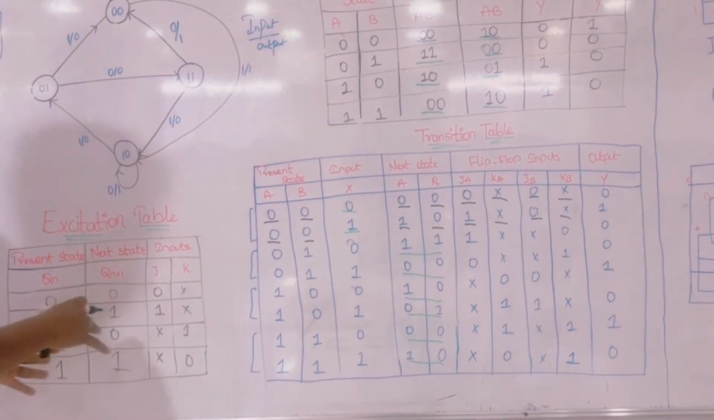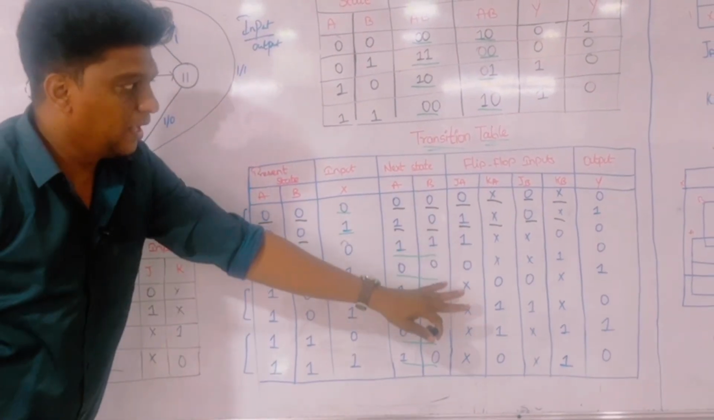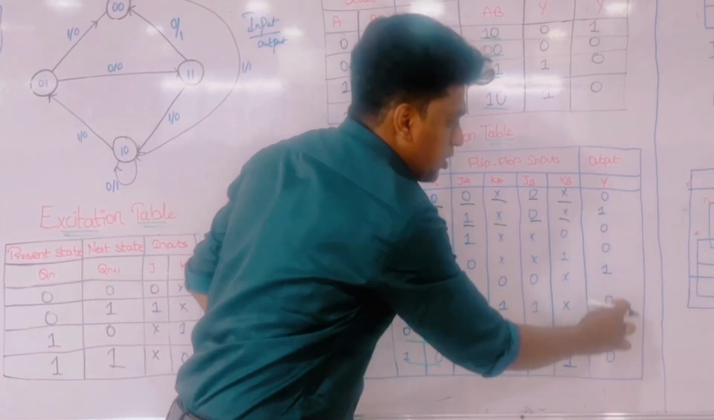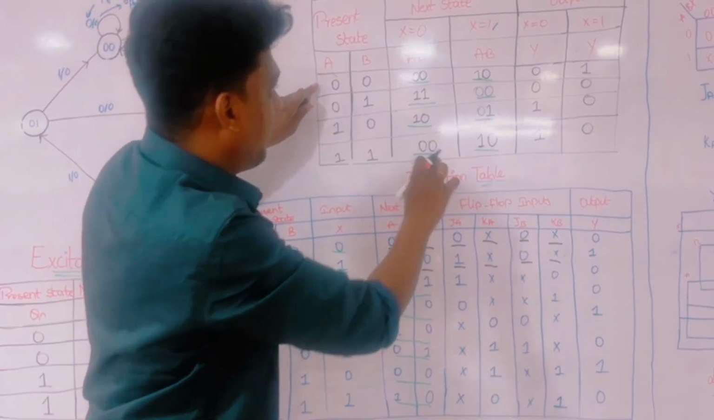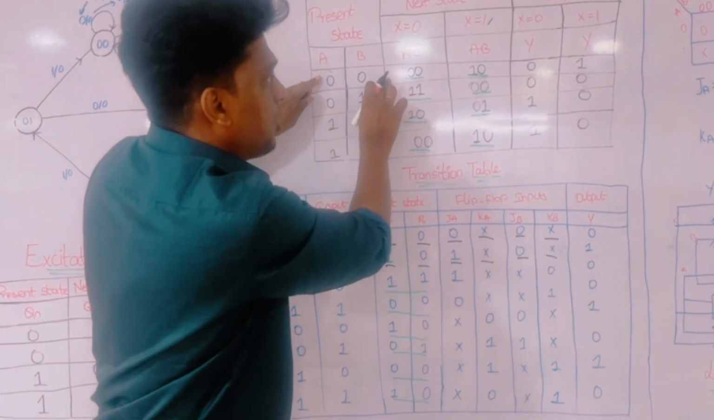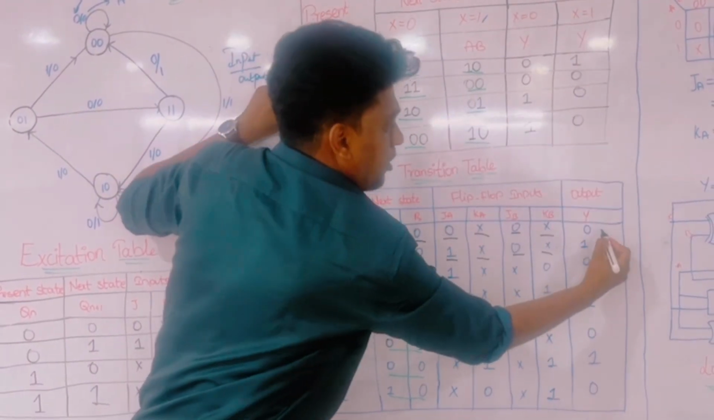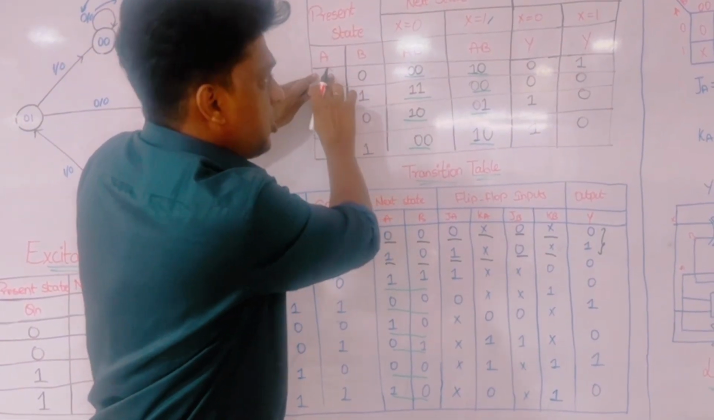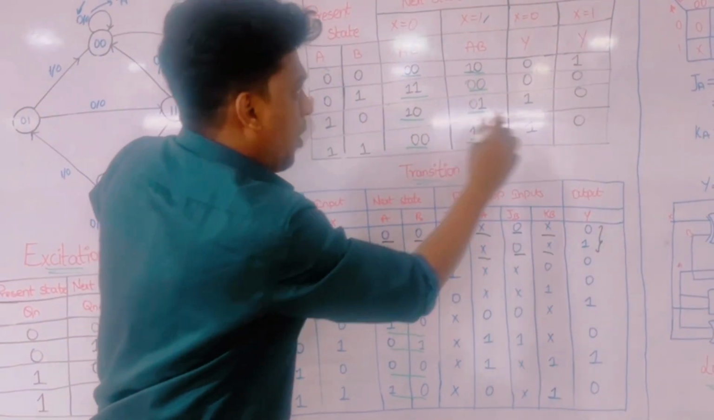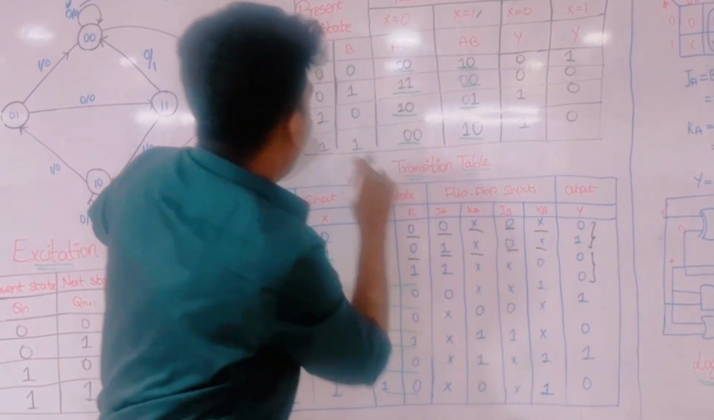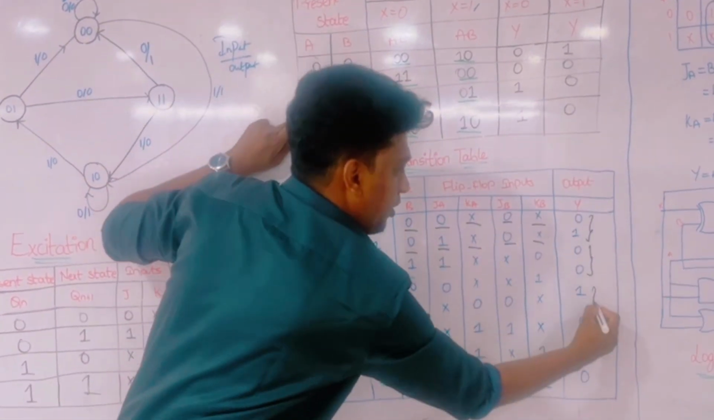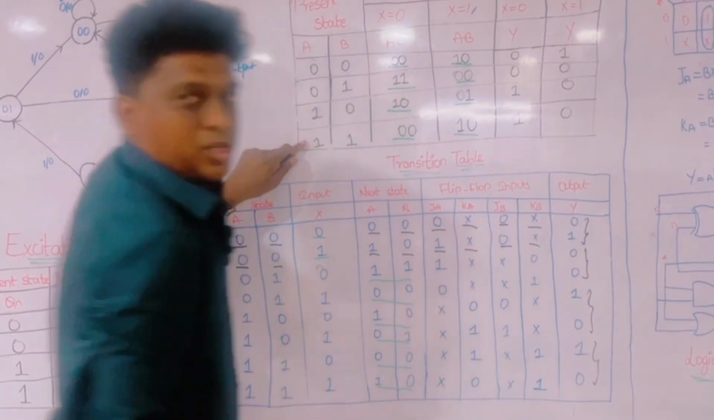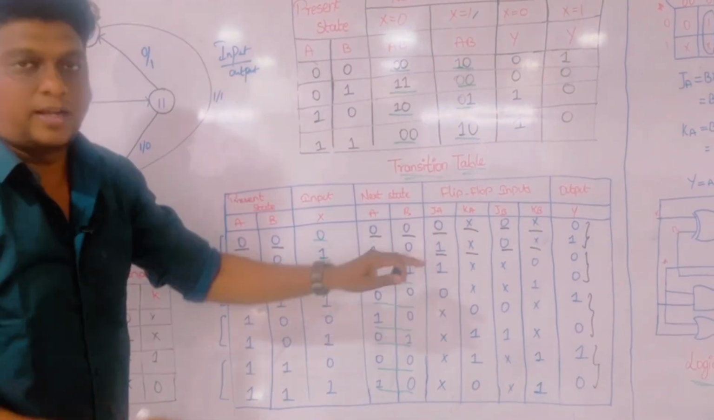Likewise, with the help of the excitation table, we have to fill the flip-flop inputs. For that, the corresponding output also has to be written, from this case. Whenever it is 00, the output is 1. For 01, it is 0, for 10 it is 1, and for 11 it is 1. So from this we can obtain the transition table.